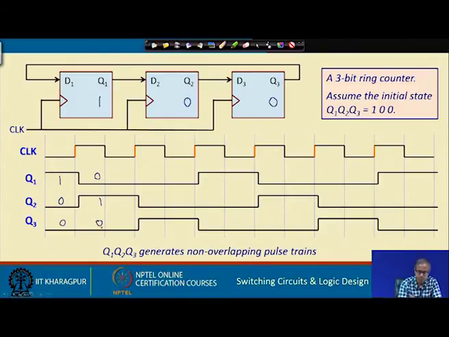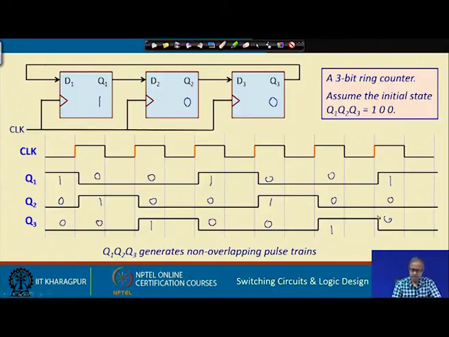So, 0 1 0. At the next clock, this 1 will come here, 0 will be here and 0 will be here. Next clock again 1 is coming back, 1 0 0. Next clock this 1 again is shifting here, 0 1 0, 0 0 1 and again 1 0 0. This repeats.